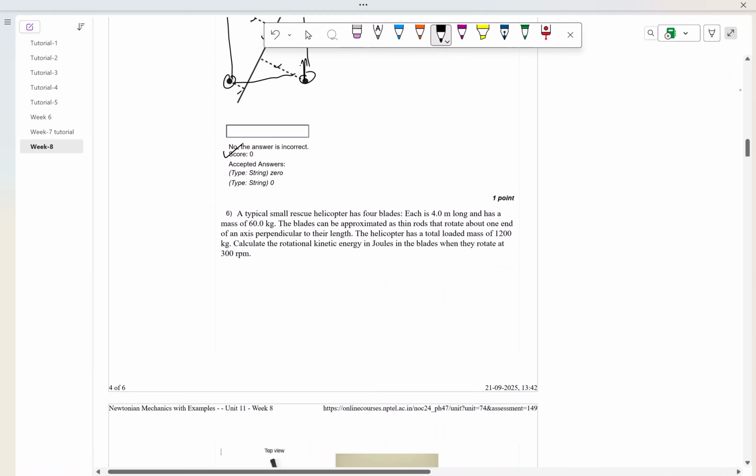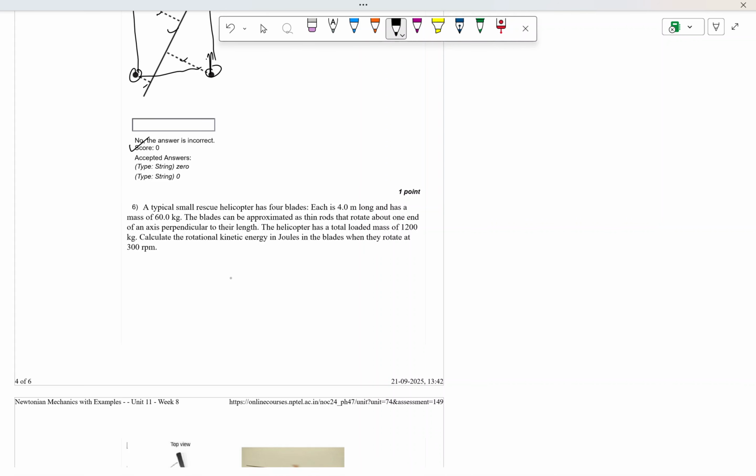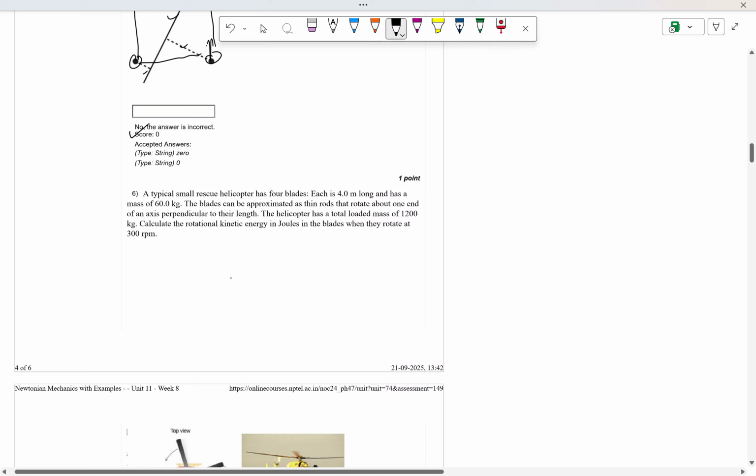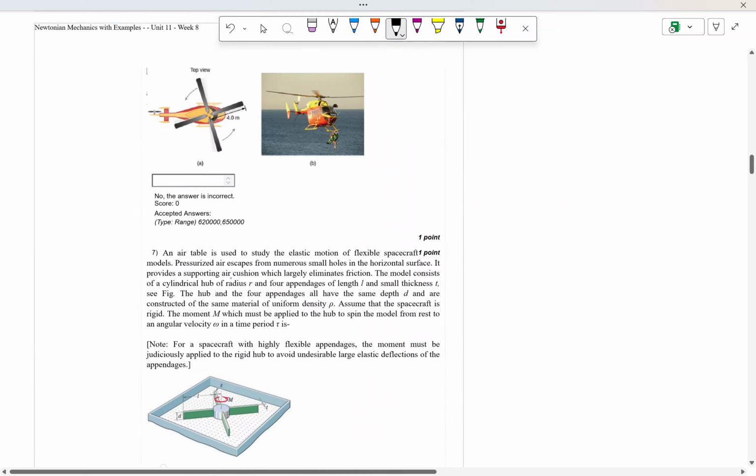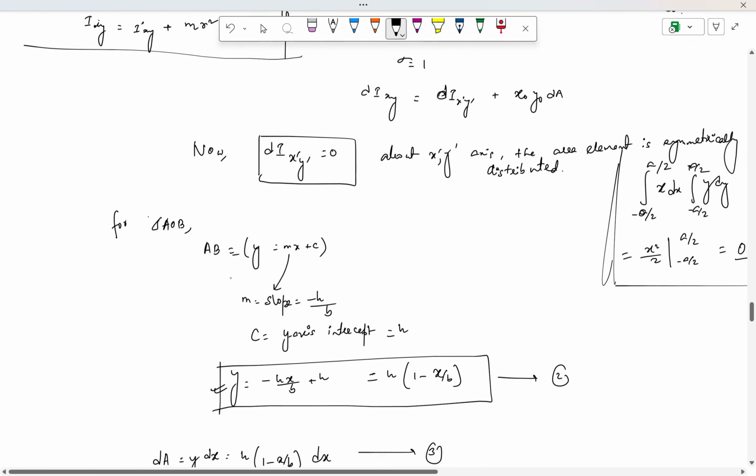Okay. Question number 6: a small rescue helicopter has 4 blades, each of 4-meter length and the mass of 60 kg. The blades can be approximated as thin rods which rotate about one end, about an axis perpendicular to the length. The helicopter has a total loaded mass of 1200 kg. Calculate the rotational kinetic energy in joules in the blades when they rotate at 300 rpm. So this is the helicopter having 4 rods. Now, how to solve it I will show below.